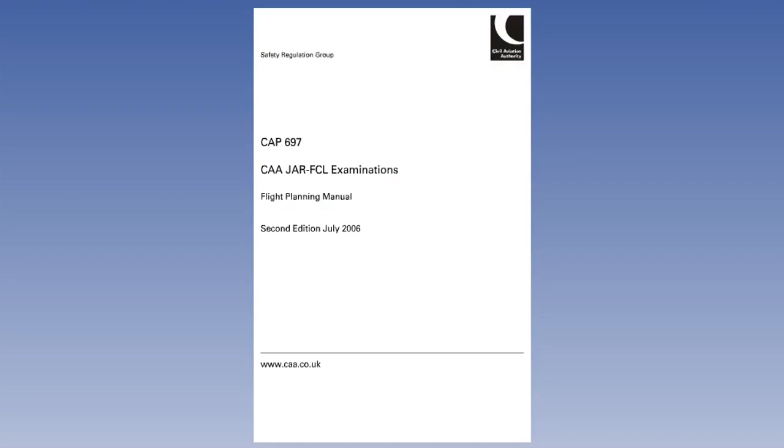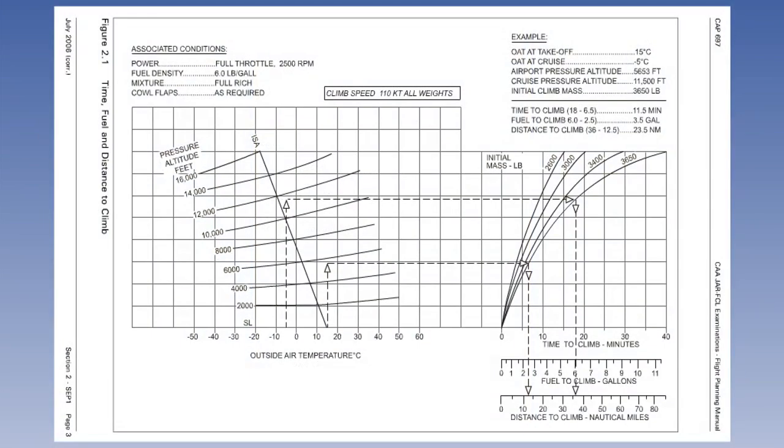For this lesson, you will need a CAP 697. We will look at each graph individually, starting with Section 2, SEP1, Figure 2.1, on page 3. Figure 2.1 is used to determine the time, fuel and distance to climb to a specified cruise altitude. Note that the distance given by the graph is nautical air miles. Therefore, the distance covered over the ground, nautical ground miles, must be calculated using the formula which was discussed in a previous lesson.